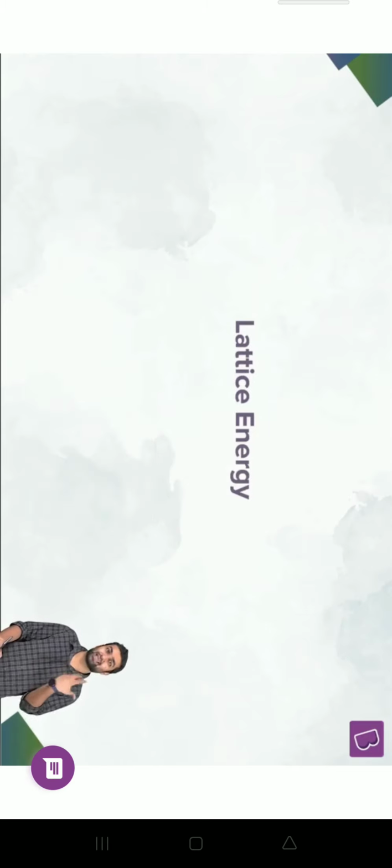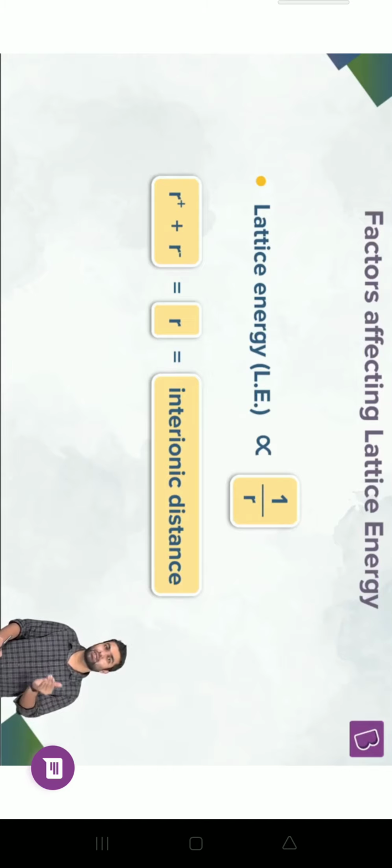Now, if the inter-ionic distance is large, you do not have a compact lattice. You do not have a good electrostatic attraction over there. And essentially, you have a weak lattice, so the lattice energy is inversely proportional to the inter-ionic distance. Inter-ionic, right? Think about it. Inter, what does inter mean?